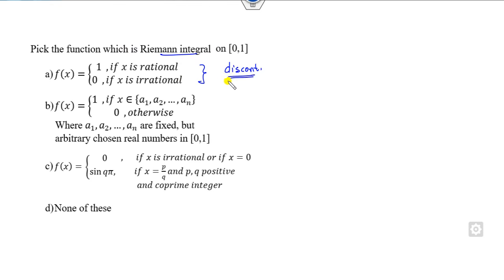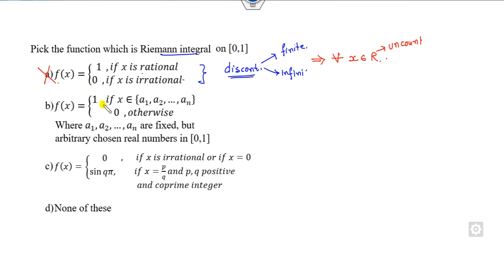At which point? If it is discontinuous, we will see whether there are finite points of discontinuity or infinite points. Now clearly this function is discontinuous for all x in the reals, and we know R is uncountable. So once it is uncountable, it means this is not Riemann integrable. If it is countable, then you can say it is Riemann integrable.